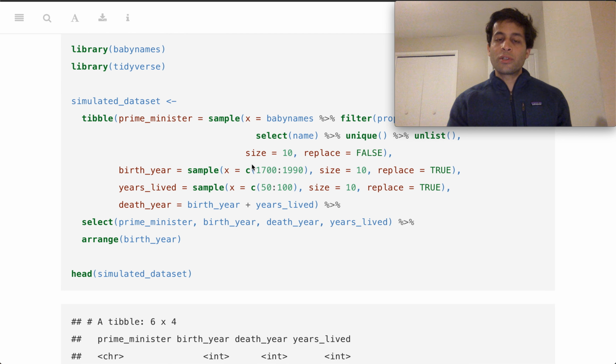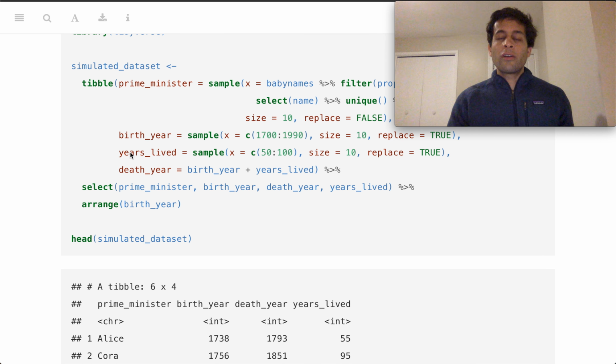We sample between 1700 and 1990, so we pick integers out of that for our birth year, and we're picking 10 of those, and we are allowing the prime ministers to have the same birth year possibly. This is in our simulated dataset, of course. For years lived, we expect a prime minister is probably going to live somewhere between 50 and 100 years, and so again we need 10 of those, and again we allow them to live for the same amount of time because that's something that could happen.